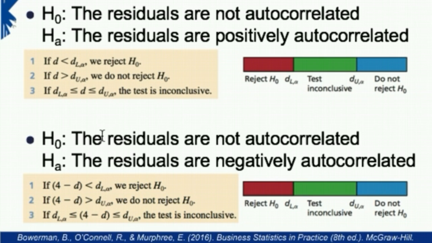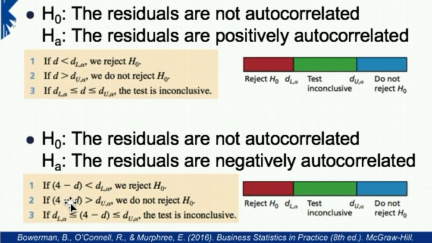Now for the second test, we test the residuals for negative autocorrelation. And here, instead of comparing D to the lower and the upper limits, we will compare 4 minus D. So it's almost similar to the first one. If 4 minus D is lower than the lower limit, then we reject the null hypothesis, or we can say that the residuals are negatively autocorrelated.